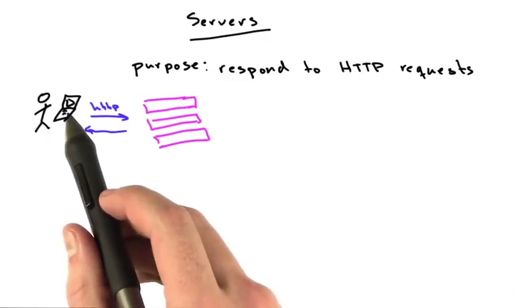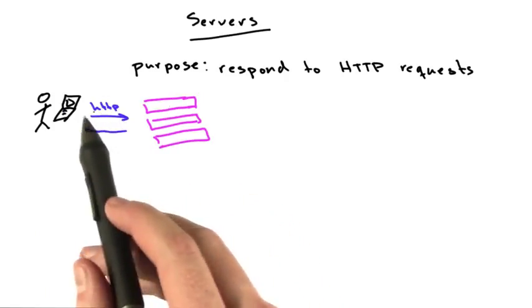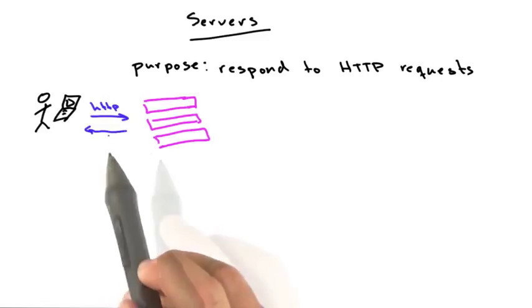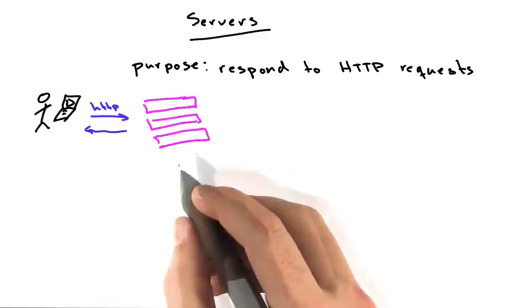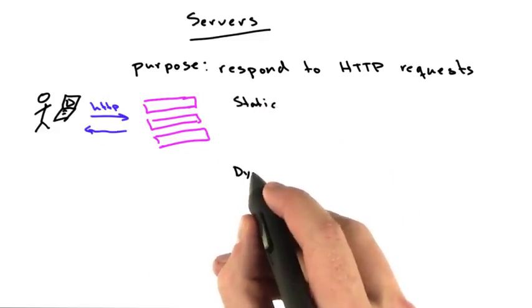This is you. This is your computer running your browser. And these are our servers, these little pink boxes. Your browser is speaking HTTP to these servers to request documents. There are two main classifications for the type of responses a server will do. They are called static and dynamic.